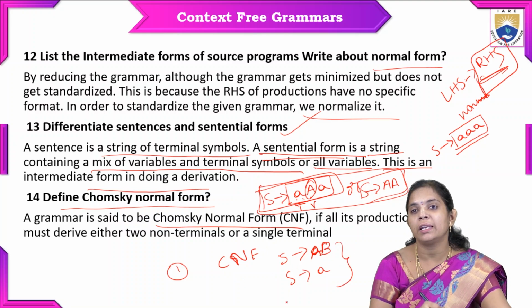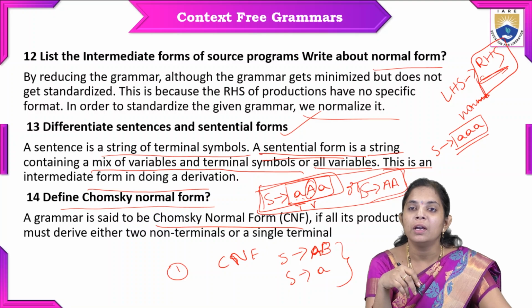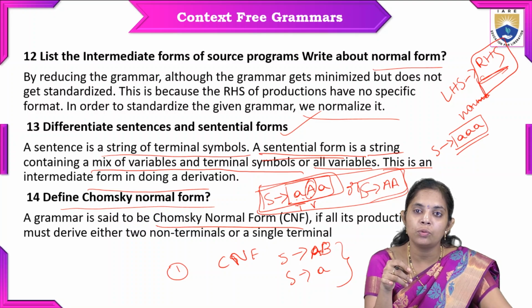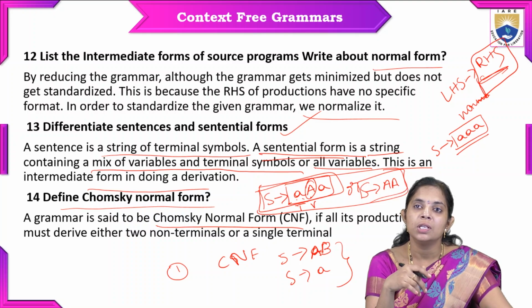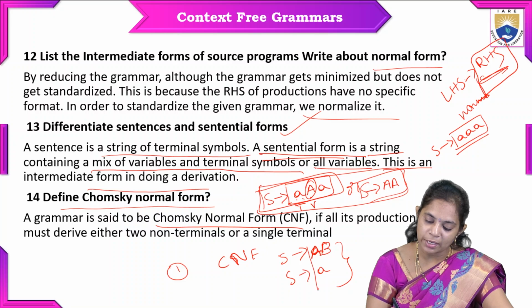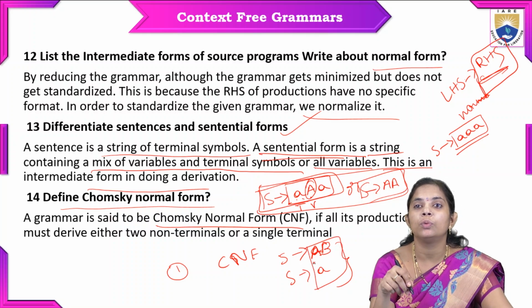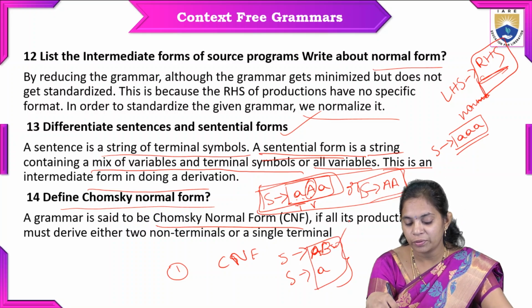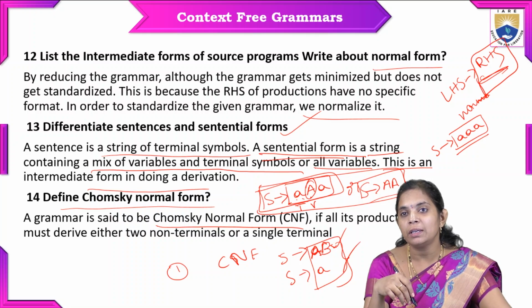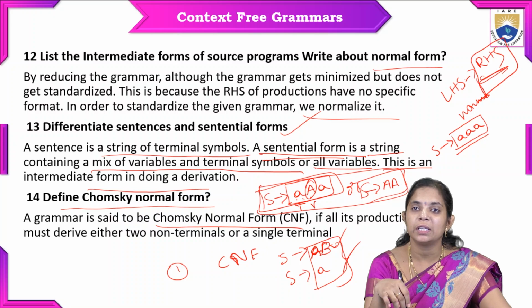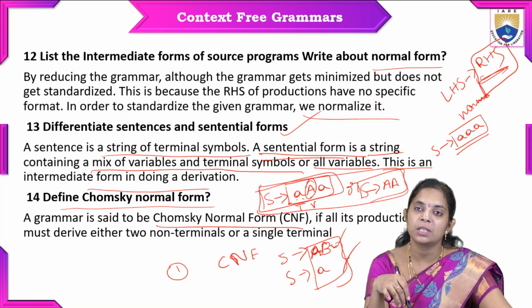After minimization, we need to convert the grammar to CNF, Chomsky normal form, in a standardized way. The right hand side of every production rule should be in one of these two options, so that by seeing it we can say that it is in CNF, Chomsky normal form.